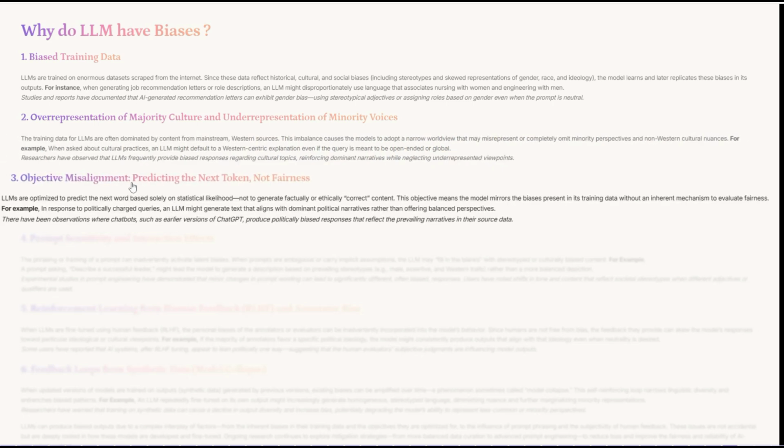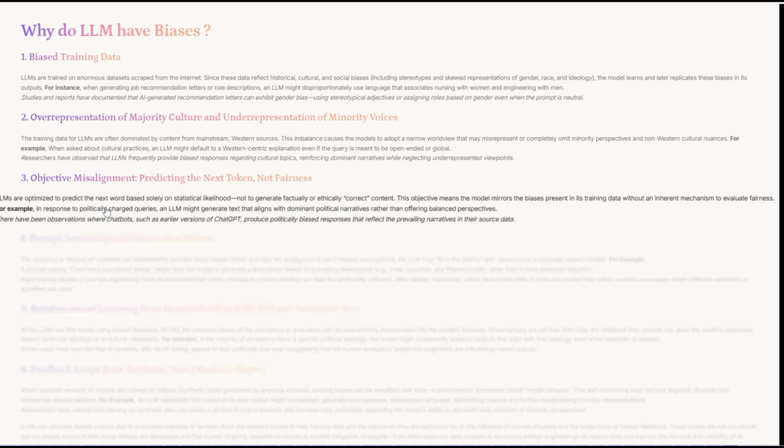Third can be due to objective misalignment: predicting the next token, not fairness. LLMs are optimized to predict the next word based solely on statistical likelihood, not to generate factually or ethically correct content. This objective means the model mirrors the biases present in its training data without an inherent mechanism to evaluate fairness. For example, in response to politically charged queries, an LLM might generate text that aligns with dominant political narratives rather than offering balanced perspectives.